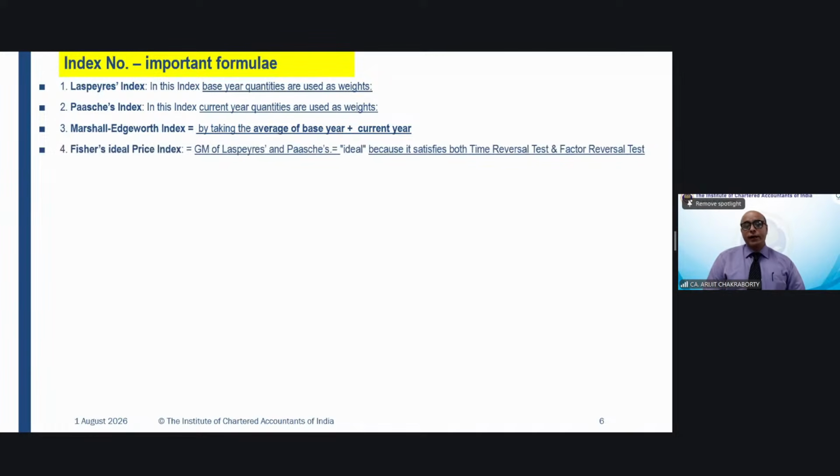Fisher's ideal index. So in the case of Marshall Edgeworth, dear students, you can see that here the average quantity, यानी weight जो होगा वो क्या है? वो है base year और current year का mean, arithmetic mean of the average. So Marshall Edgeworth index जो calculation हो रहा है, we are actually utilizing the concept of arithmetic mean.